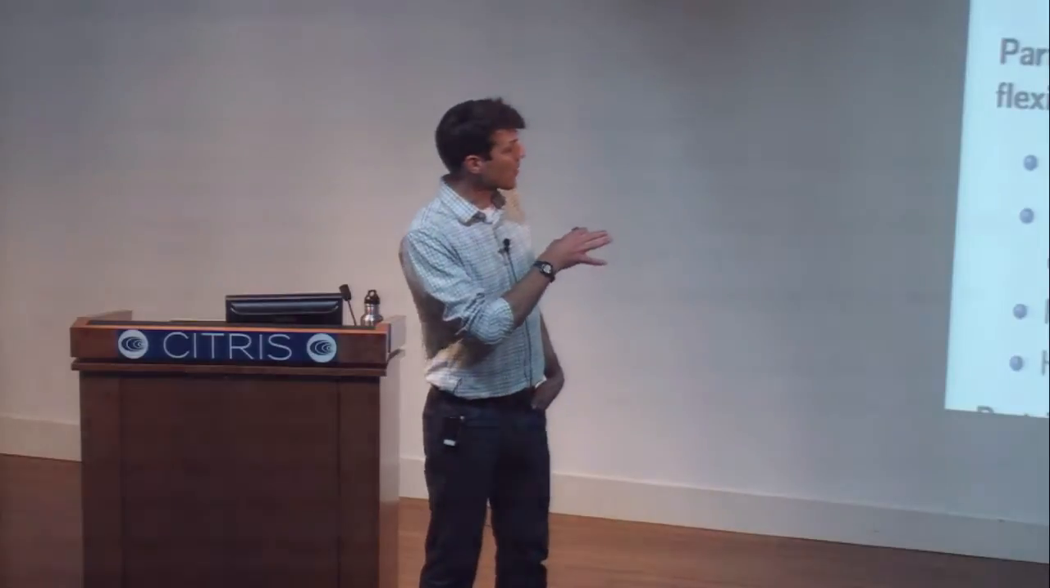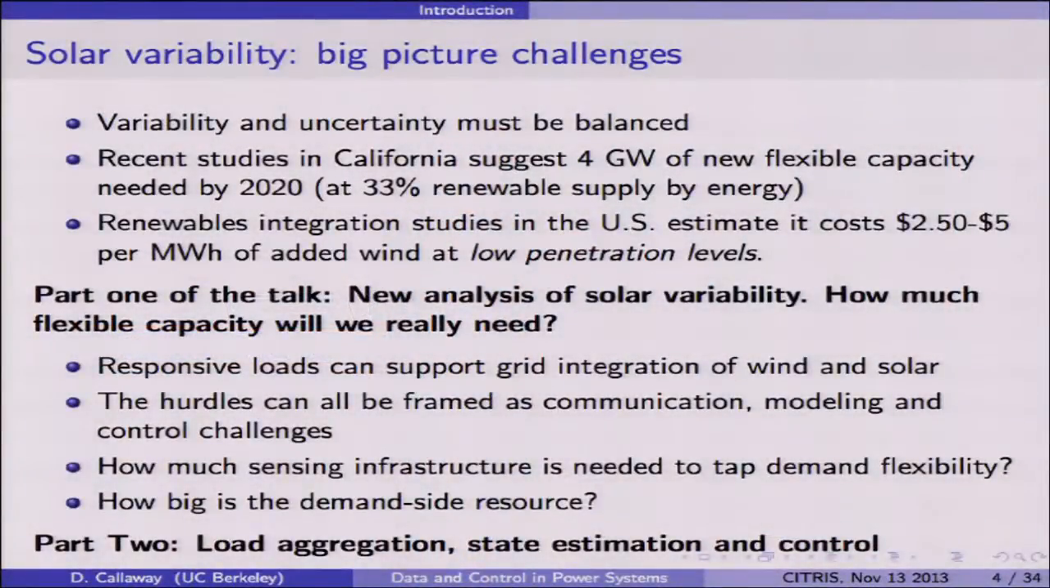So in part one of the talk, we're going to go into this analysis of solar variability that I talked about on the previous slide. And specifically, can we quantify just for distributed photovoltaics, not for wind, but just for distributed photovoltaics, how much flexible generation capacity do we need by 2020?